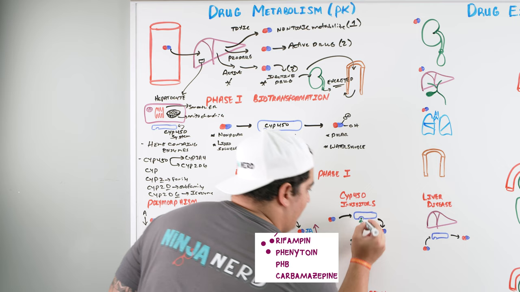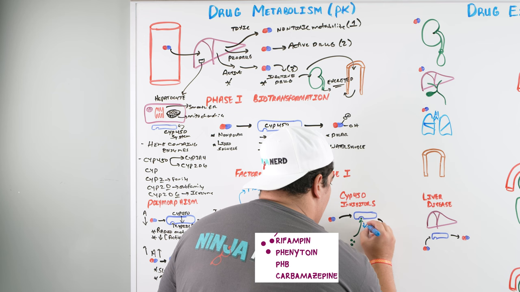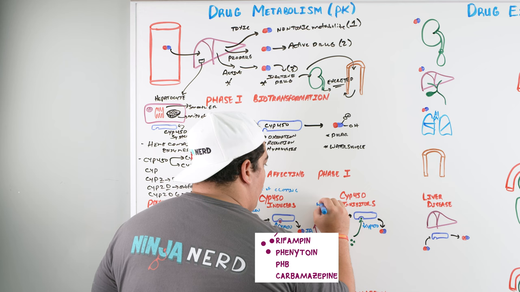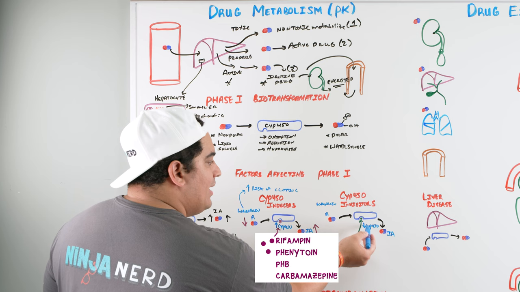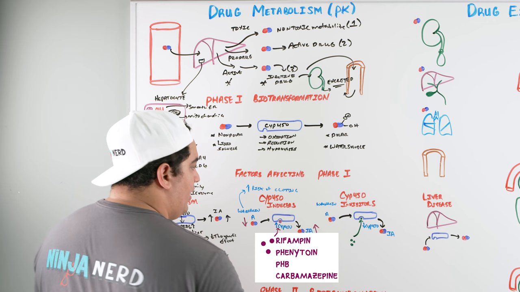And what it'll do is it'll decrease the activity of this CYP450 enzyme. And let's say that we take, again, our example here of warfarin. Here's the active form, here's the inactive form. If we give these particular drugs that interact with the CYP450 system and decrease the activity of this enzyme, what's going to happen to the concentration of the inactive drug?